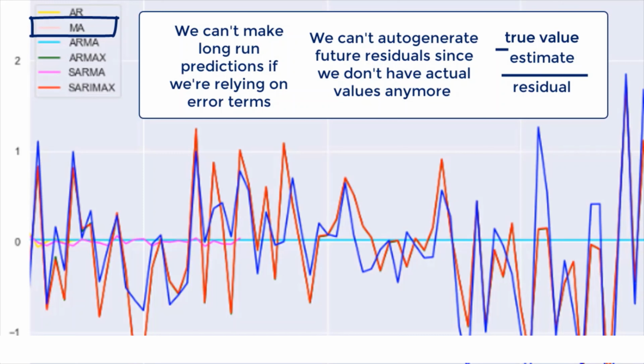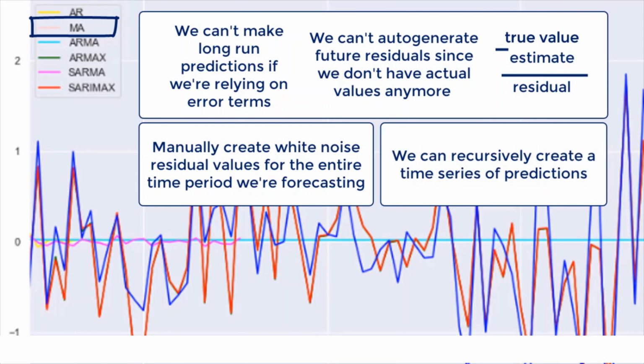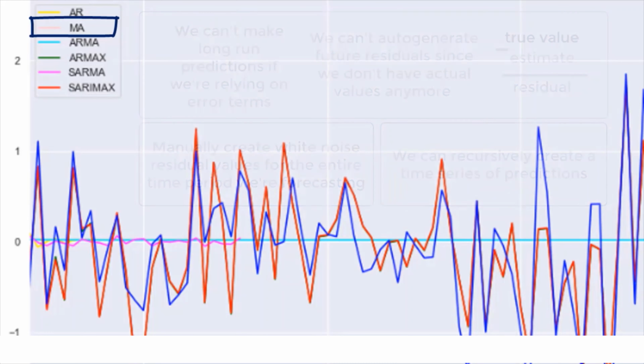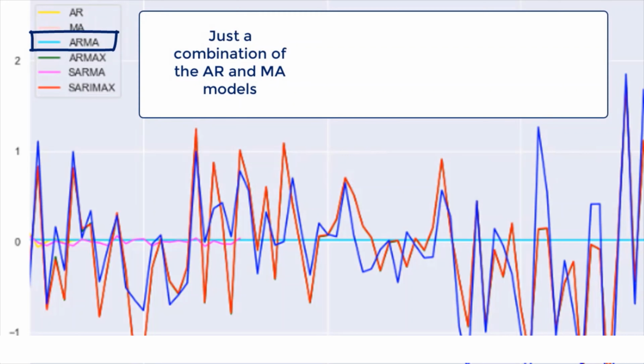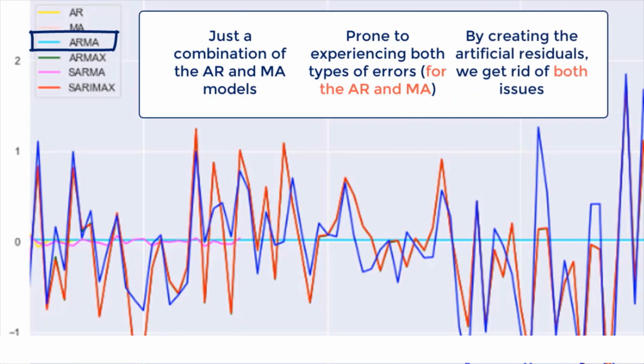One way to resolve this issue is to manually create white noise residual values for the entire time period we're forecasting. Then we can recursively create a time series of predictions based on the regression coefficients and the last few known residuals. The ARMA is just a combination of the AR and MA models. That's why it's prone to experiencing both types of errors we just noted. Of course, by creating the artificial MA residuals, we obviously get rid of the MA issue. However, since we're not dependent only on the AR components any longer, we're also solving the AR issue as well.